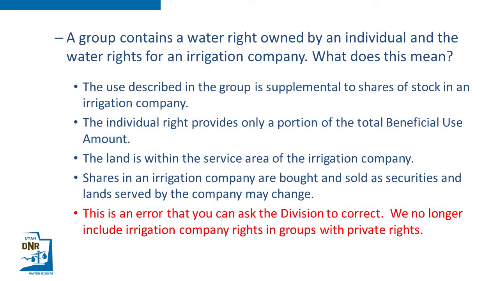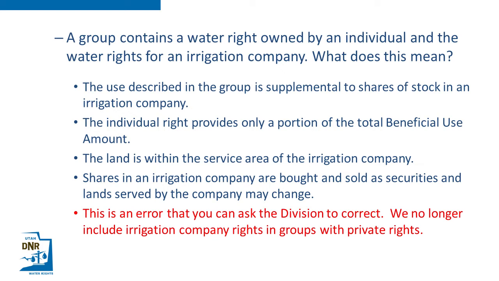If you find a water use group that has private water rights as well as water rights listed from an irrigation company, this is an error that you can ask the division to correct. Shares in an irrigation company can move throughout the company's service area without a water right change application. The previous owners of the water right may have owned shares in the irrigation company that were used to supplement the use described in the group.